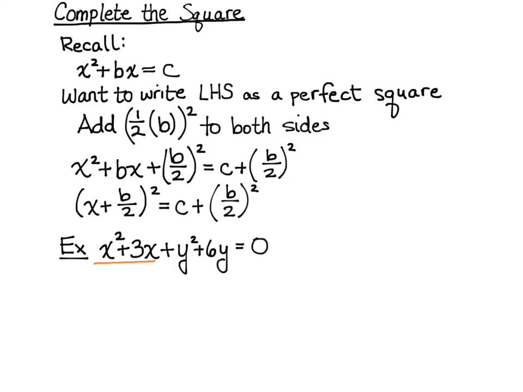So in order to do this, we're going to first split off the x values and the y values. I'm going to first complete the square with the x values, which I've underlined in orange. Notice that half of 3 is 1.5, and 1.5 squared is 2.25. So that means that in order to complete the square for the x's, I'm going to have to add 2.25 to both sides of the equation.